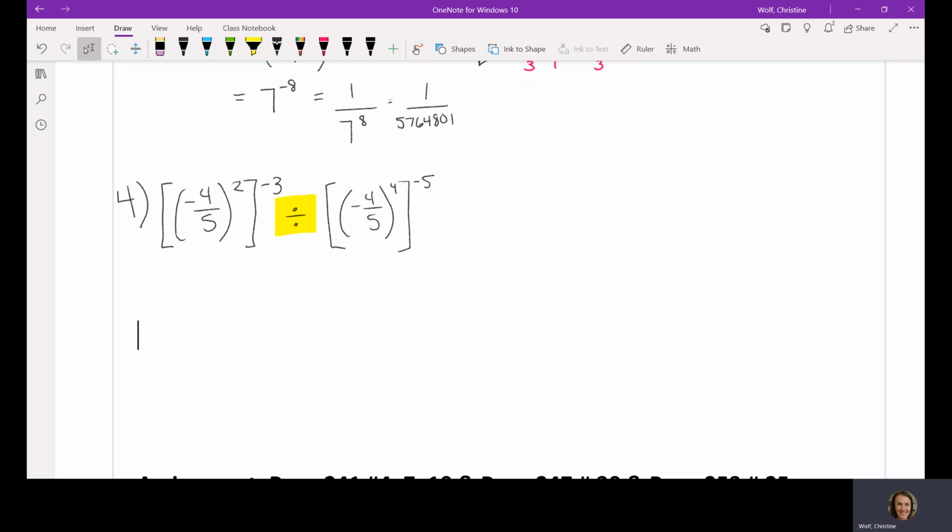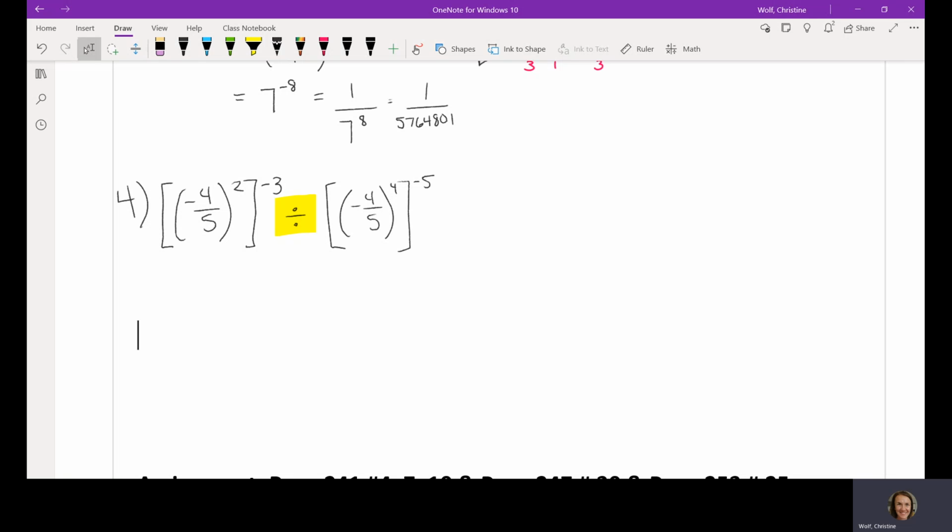Is there anyone who's done and who's brave enough to share what they got? No? Yeah? What'd you get? -4 over 5 to 14. Stacy's nodding. Jock's nodding. Blessing's nodding. Okay, let's see if you got my stamp of approval.